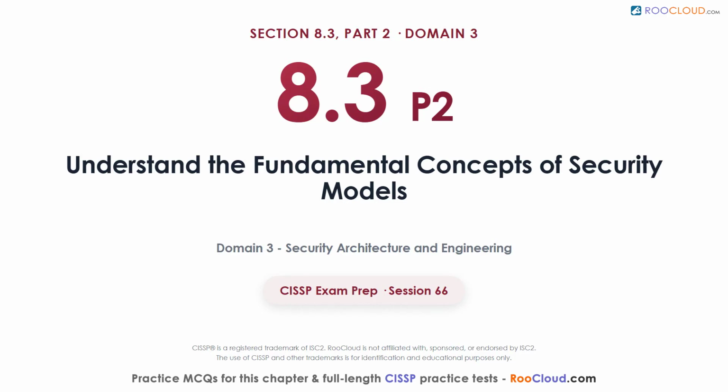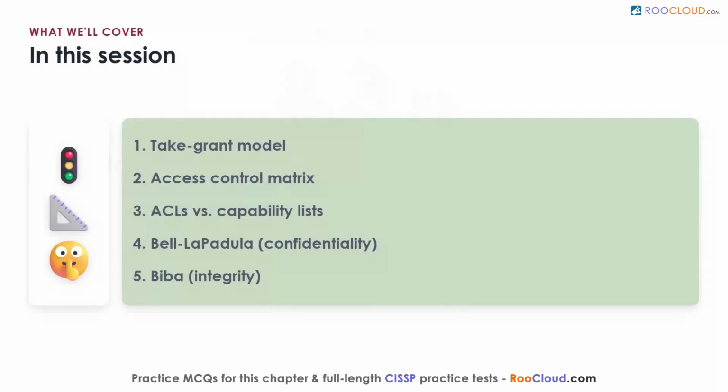This part moves from the foundations into the named security models. In this session, we'll dig into the classic models the exam loves to test. We'll answer several questions. How does the take-grant model pass rights around? What is an access control matrix? How do ACLs and capability lists differ? How does Bell-LaPadula protect confidentiality? And how does Biba flip that same idea to protect integrity?